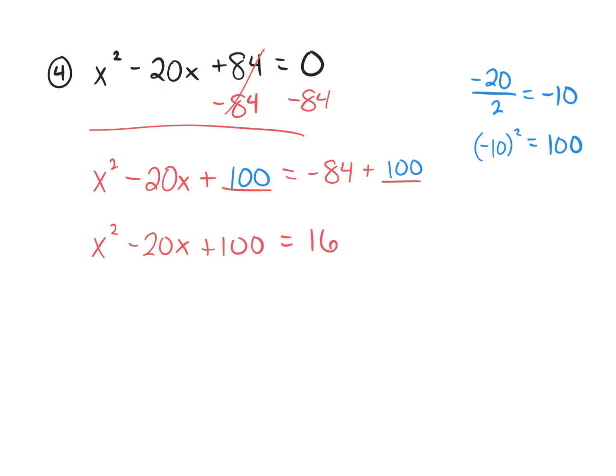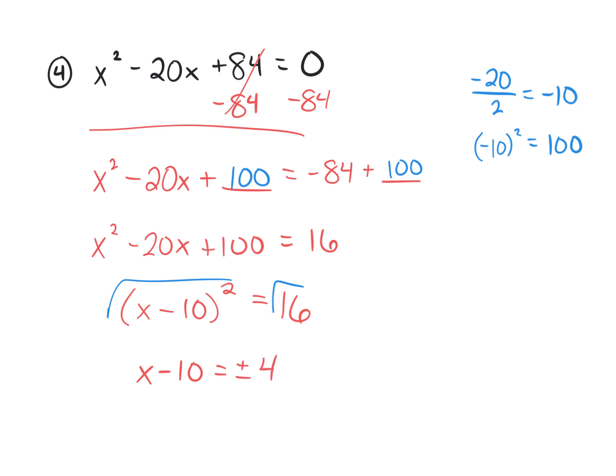Now we're at the factoring step. So rewriting. What do I put in the parentheses? X minus 10 squared equals 16. Now we just need to solve. How do I solve? Take the square root of both sides. What's left on the left side? X minus 10 equals 4. What do I need with it?